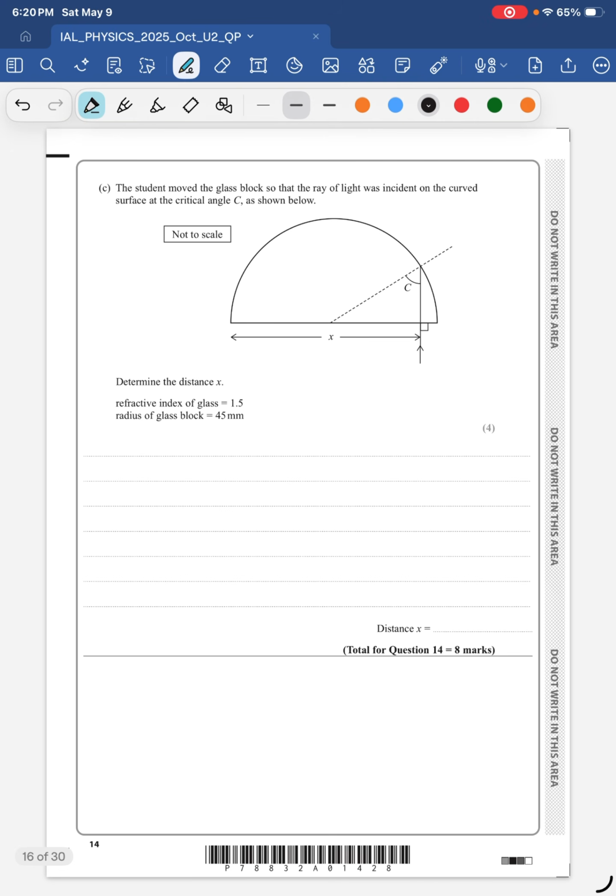Let's turn the page. There is one more. The student moved the glass block so that the ray of light was incident on the curved surface at the critical angle C as shown below. Determine the distance x. They give you the refractive index of glass, which is 1.5, like before, of course, and the radius of the glass block as 45 millimeters.